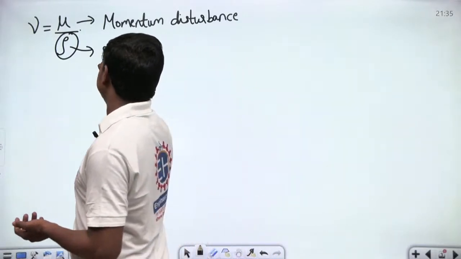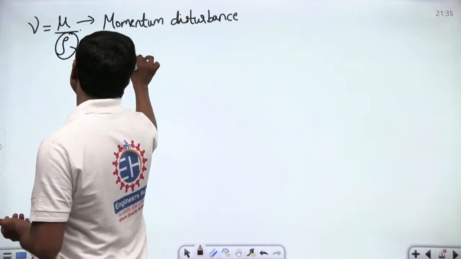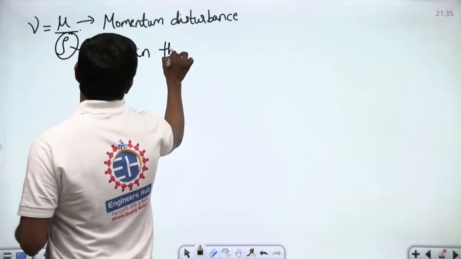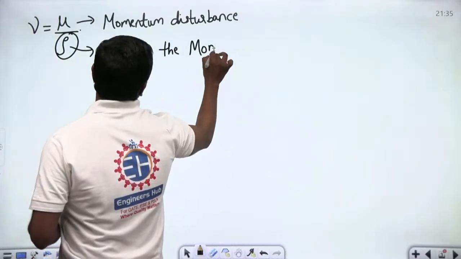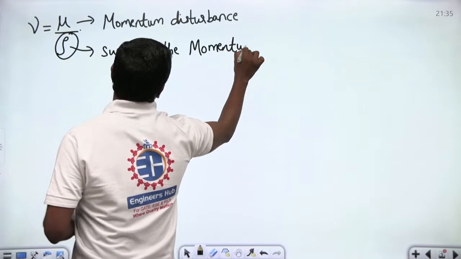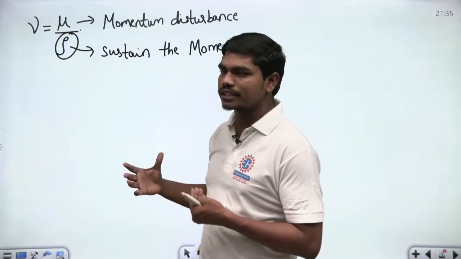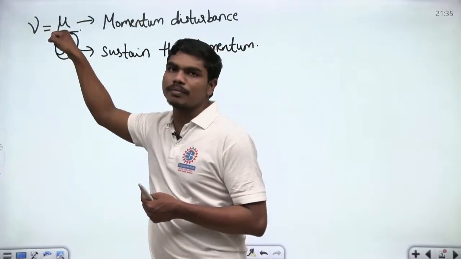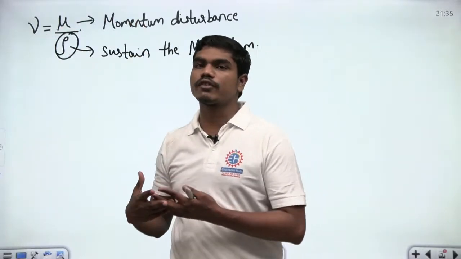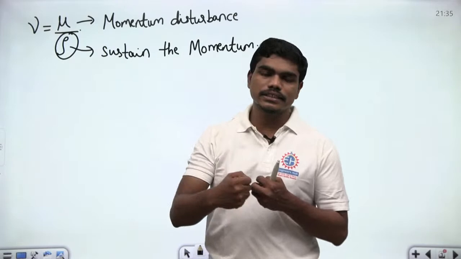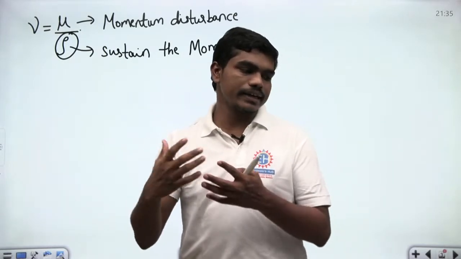This property tries to sustain the momentum which the fluid initially has. So basically this is the ratio of two contradicting properties. One property, the viscosity, is trying to change the momentum of the fluid, whereas the density, because of the inertia it has, definitely tries to move.